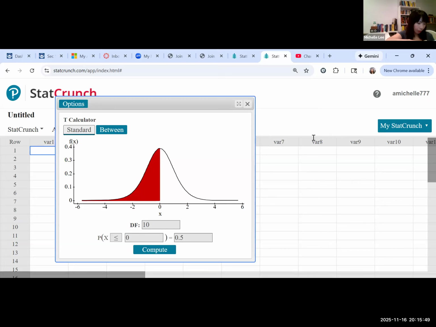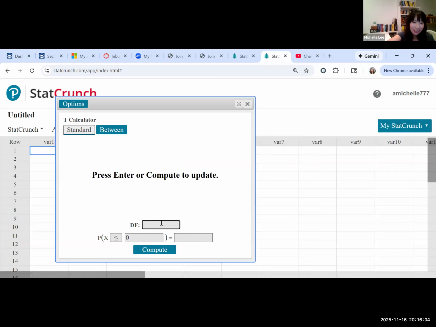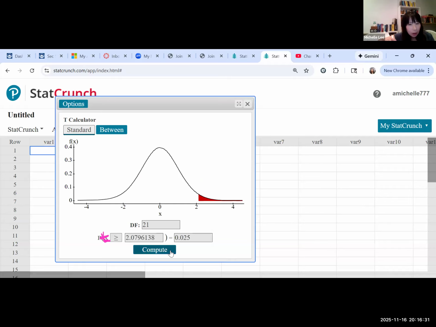Okay. So degree of freedom is 21. Hold on one second. 21. And then right tail, right? So area of right tail, not right click. And we want to know about the t-score, t-value, right? And then area of right tail is 0.025. Compute.